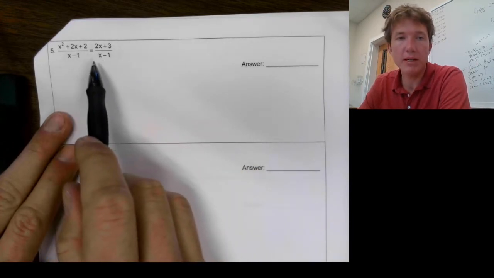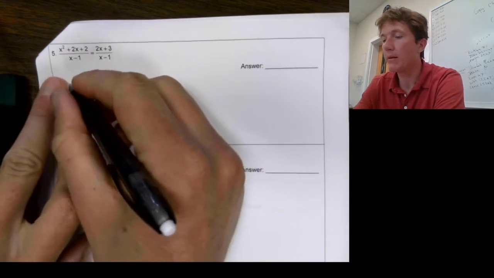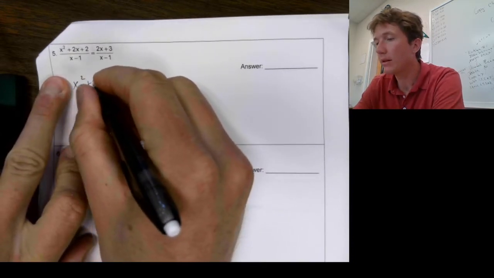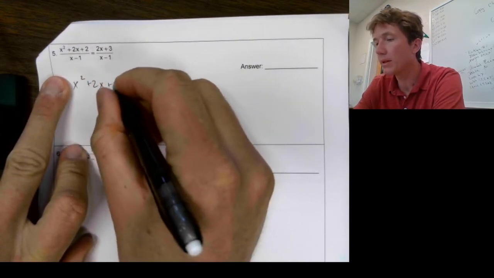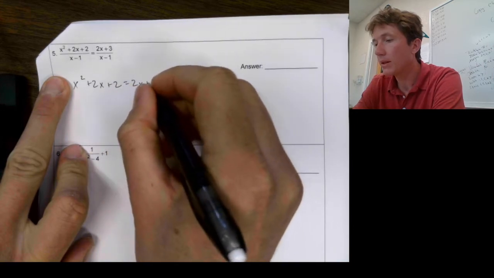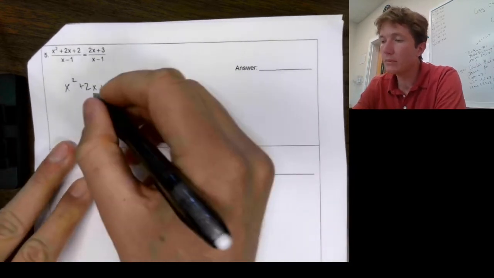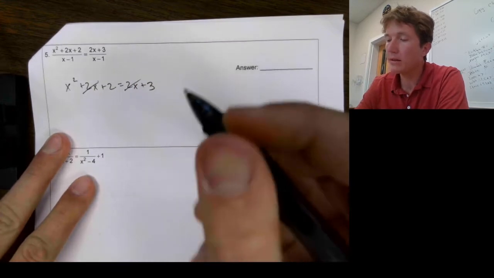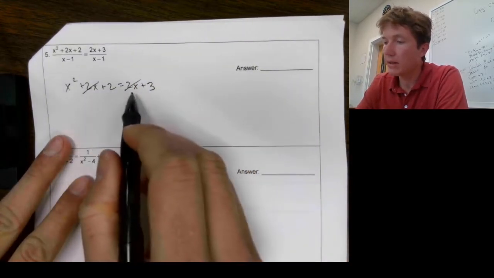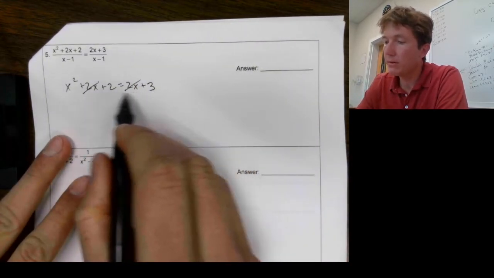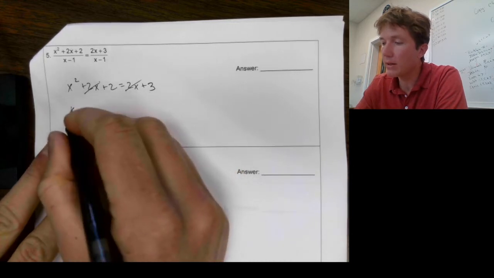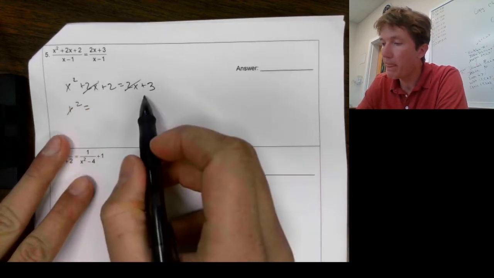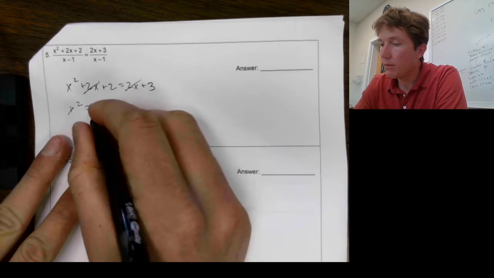They already have the same base. So those go away. It's automatic. Don't need to do anything there. So I have x squared plus 2x plus 2 equals 2x plus 3. These will go away. Let's move that. So this is x squared equals 3 minus 2, which is 1.